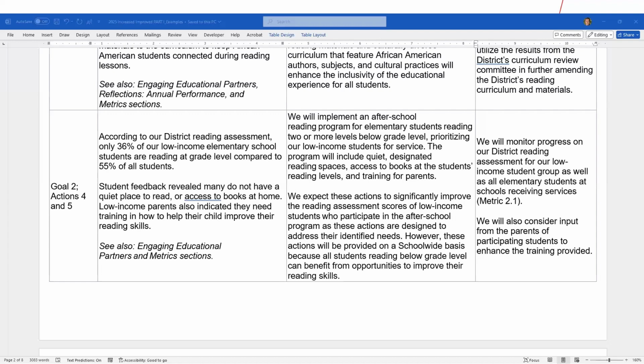And then we look at the metrics to monitor the effectiveness. As you can see, metric 2.1, again, if this was the full LCAP, we would go up to metric 2.1, and we would find that metric 2.1 is the district reading assessment. And the LEA is going to monitor progress on the district reading assessment for low-income students, as well as all elementary students at schools receiving services. This action will be provided school-wide to all elementary schools. Or actions, plural, okay? That's why it's a school-wide action. And then, of course, that secondary metric, the secondary measure of effectiveness, feedback. We always recommend that. That's crucial, okay?